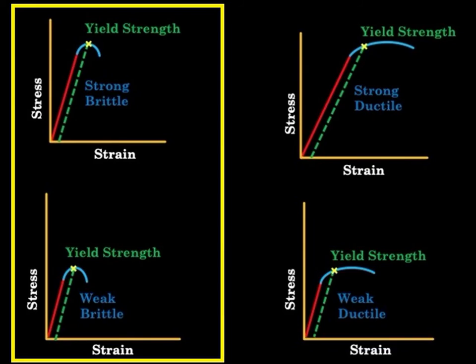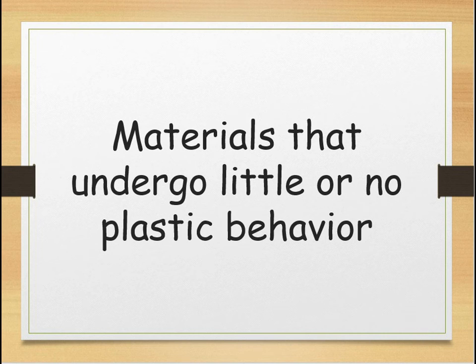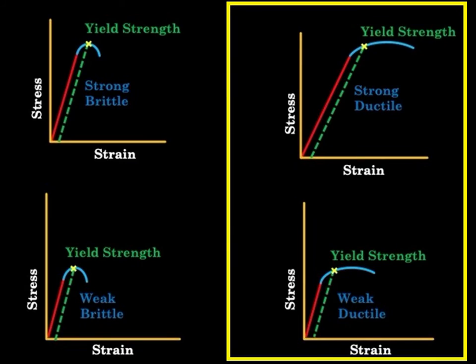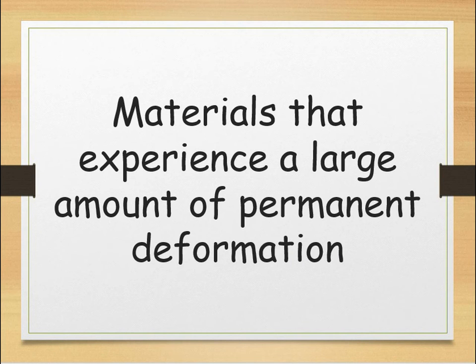The image on the left side shows brittle materials. It means materials that undergo little or no plastic behavior. As well, a brittle material fractures at or near its proportional limit. Then, the image on the right side shows ductile materials, which experience a large amount of permanent deformation.